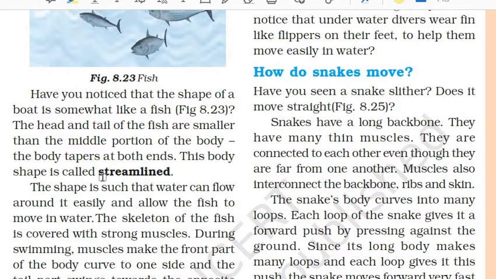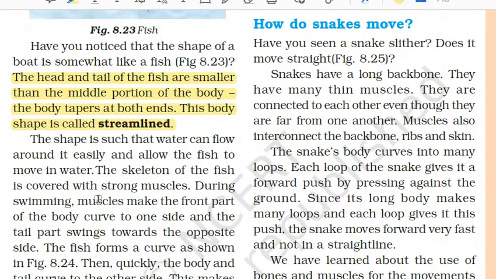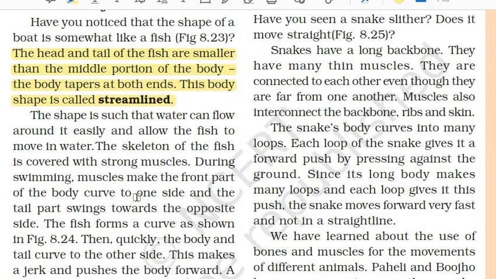So, you have noticed that the shape of a fish is somewhat like a boat. The head and the tail of the fish are smaller than the middle portion of the body. The body tapers at both ends. This body shape is called streamlined. The shape is such that water can flow around it easily and allow the fish to move in water.